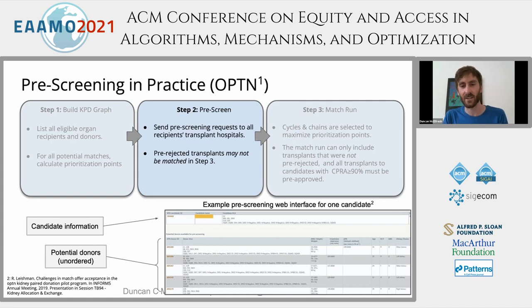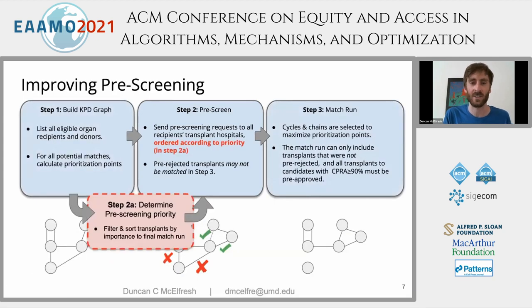So we saw in this interface an opportunity to improve the efficiency of the market by tailoring which potential donors are shown to which candidates. That's essentially inserting a step prior to pre-screening, where we look at our original donation graph, we filter and sort our transplants by importance to the final match run, and then we alter the interface that our recipients see to show them transplants that are more relevant to our exchange. I heard in an earlier talk a lot about interfaces, so on the applied side of things, this is an interface design problem.